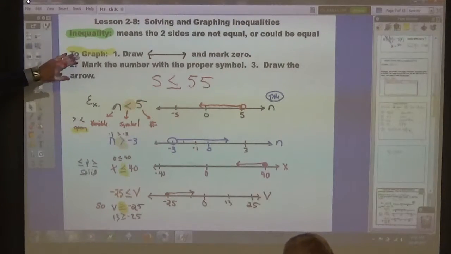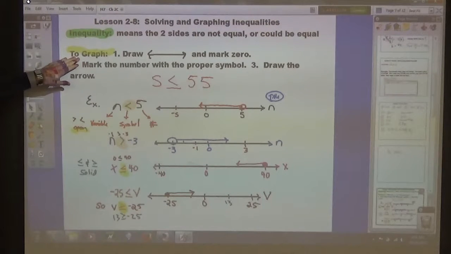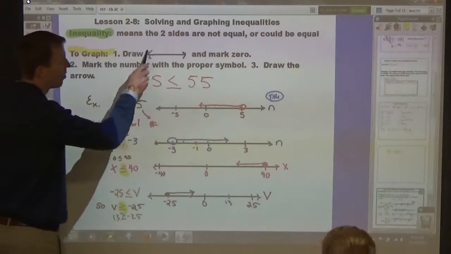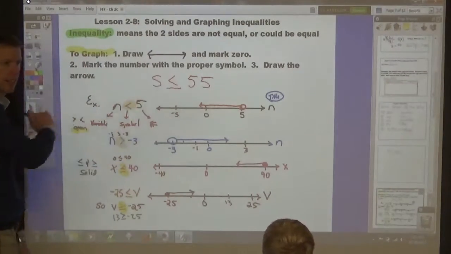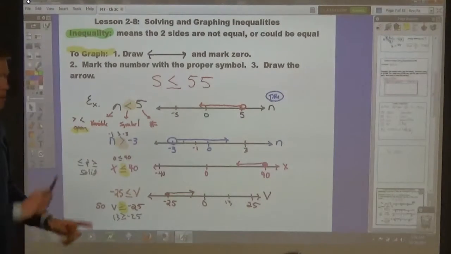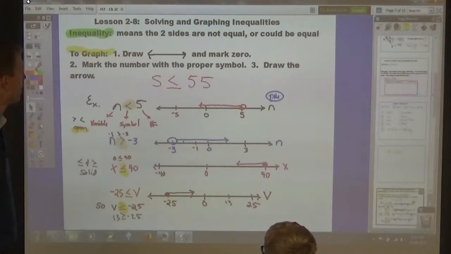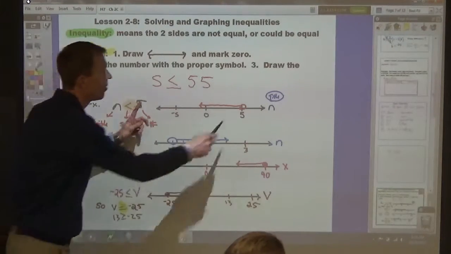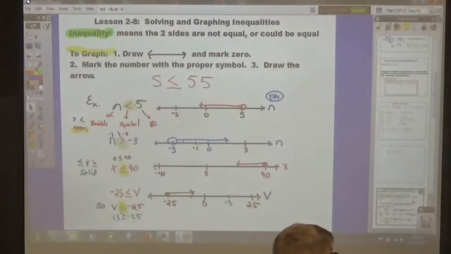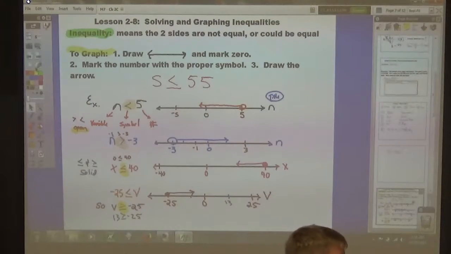So, to graph an inequality, you draw a number line, put arrows on each end to show that the line extends both directions infinitely, because numbers go on for infinity. So you draw arrows on the lines, and then you mark where the number is.